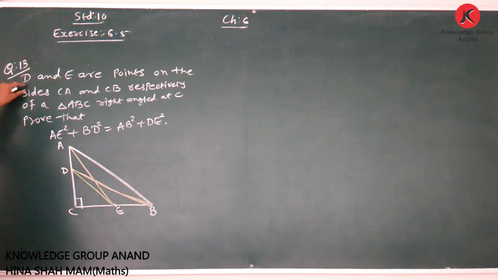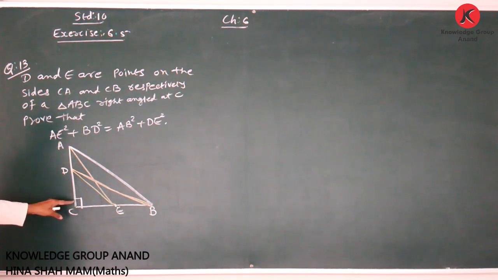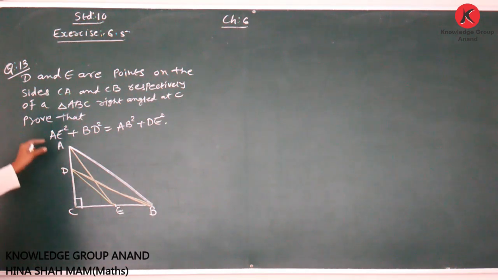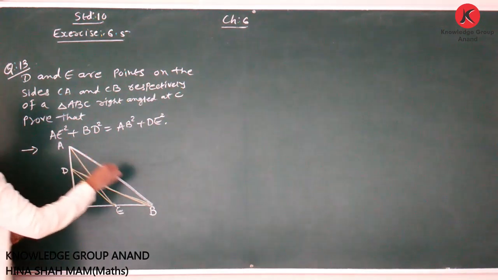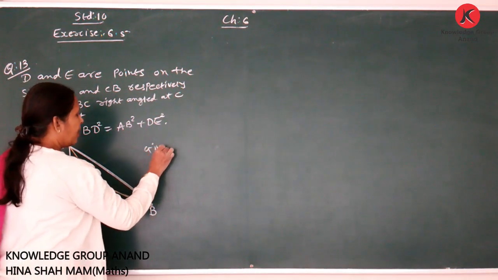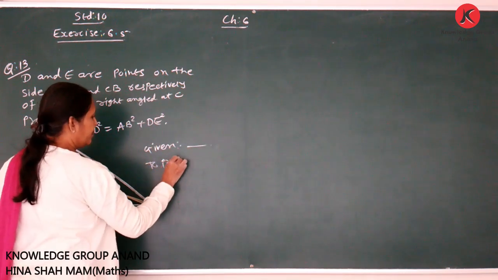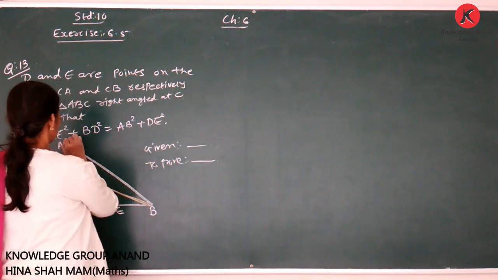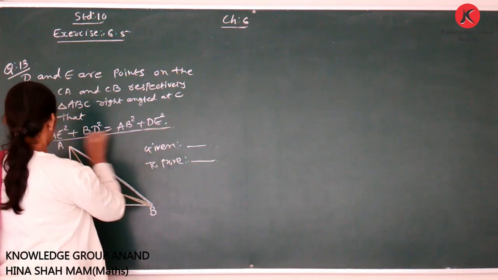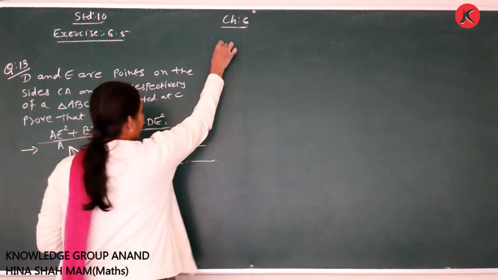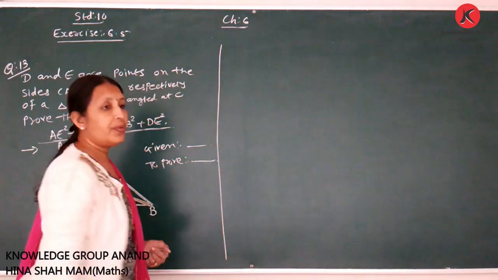Write the given part yourself. D and E are on sides CA and CB respectively, and angle C is equal to 90. To prove this, now proof. Write given and to prove yourself. Here this part is to prove. Now proof.